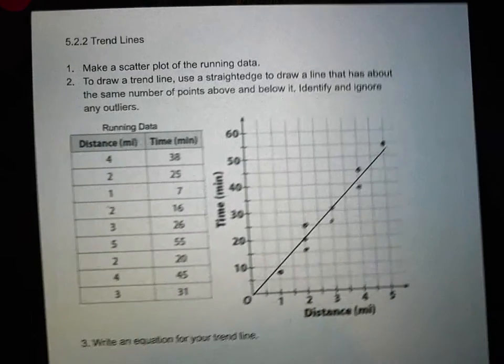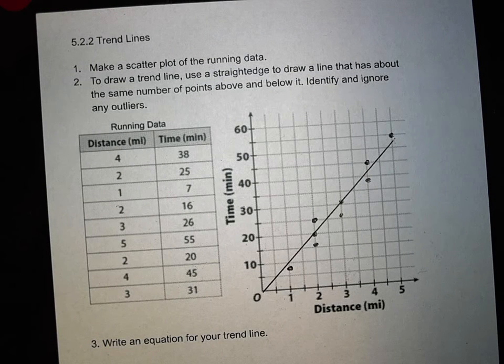Yeah. Because here's the point. If you're running 0 miles, how long does it take you? 0 minutes. It's always going to end that way. That's one we can guarantee.